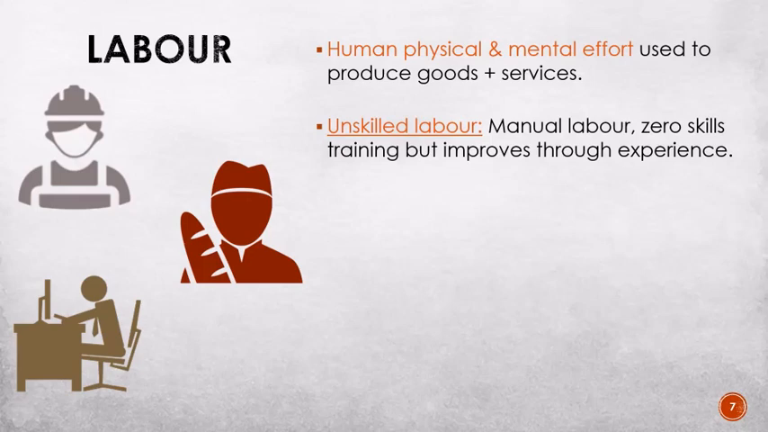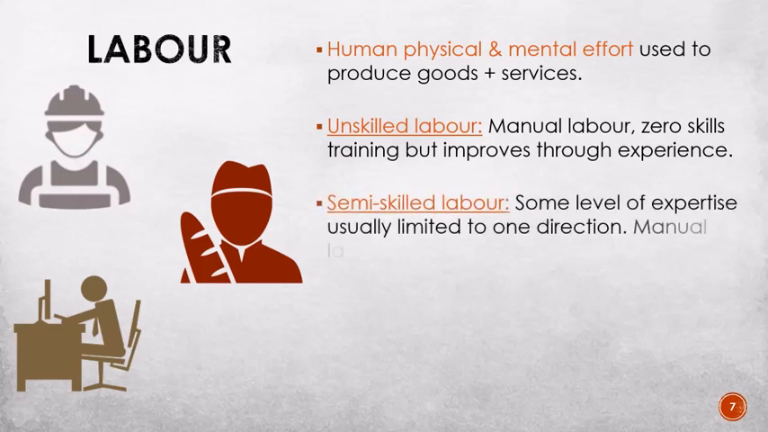They are very good at what they do, but they didn't have to go and study cutting grass or something at a university or at a college. They arrived at Boys High, they got employed, and as they are cutting the grass, they are getting better and better and better at it. The next level of labor is called semi-skilled labor.